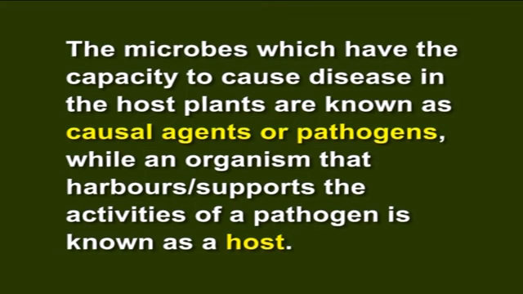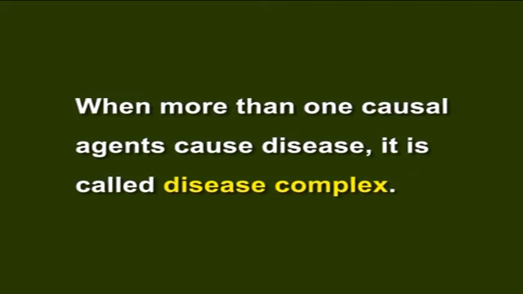The microbes which have the capacity to cause disease in the host plants are known as causal agents or pathogens, while an organism that harbors or supports the activities of a pathogen is known as a host. When more than one causal agent causes disease, it is called a disease complex.